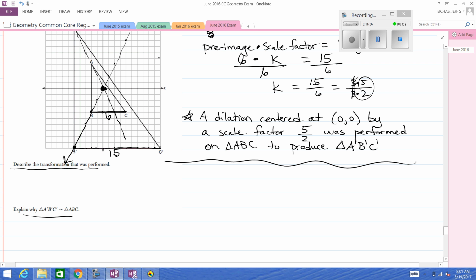All right, so why are they similar? Well, it's not a rigid motion transformation that was performed. It's a similarity transformation that was performed. So I'm going to use that.